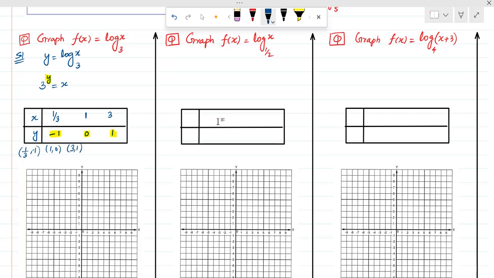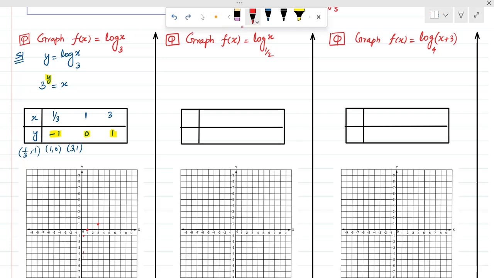If you plot the points, for the point 1 over 3, the x value is here and the y value is -1. It will be here. Now the next one, 1 comma 0: x equals 1, y equals 0. This is the x-axis. Next, x equals 3, y equals 1. It will be here. So this is the graph you will have.